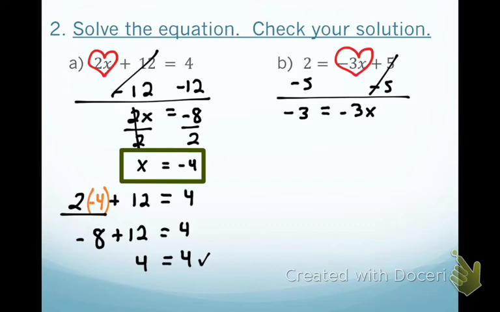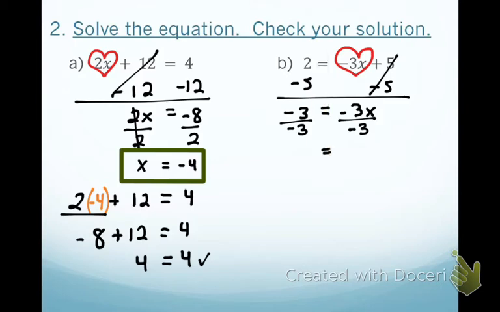Boys, what is not allowing the x to be by itself? Multiply by negative 3. Boys, how do I get rid of multiply by negative 3? Divide by negative 3. And remember, what you do to one side, you have to do to the other. Drop down that equal sign. Remember, once again, you want your equal signs to be lined up so your work is nice and neat.